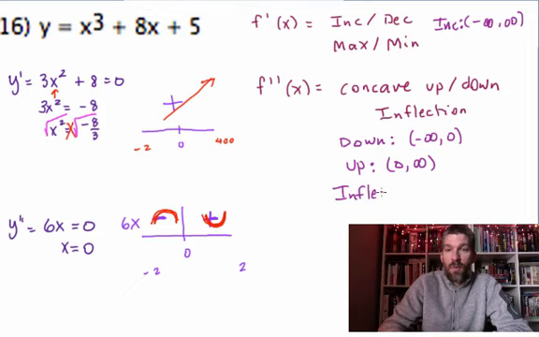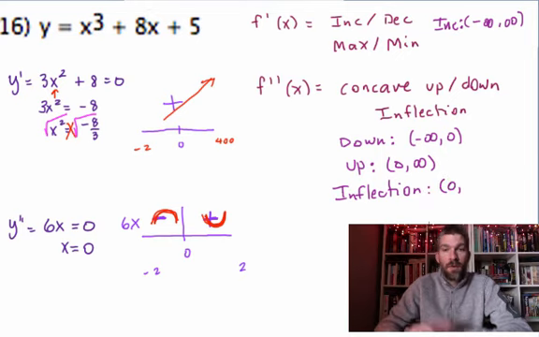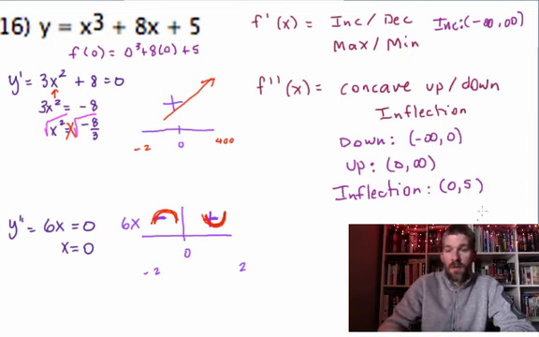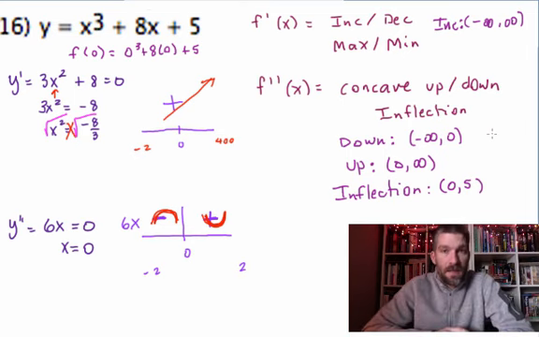And exactly what point are we interested in? We're interested in our original function when the x-coordinate is 0. That's what we're interested in. So come back up here. We're going to do f of 0, which is going to be 0 cubed plus 8 times 0 plus 5. What do you get? You get a 5. So there you go. That is the point of inflection for this problem.